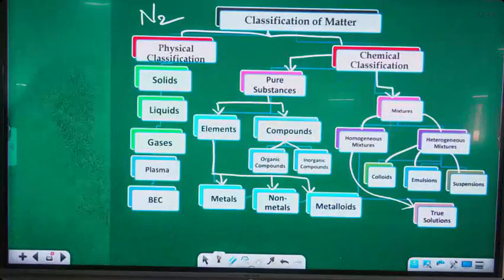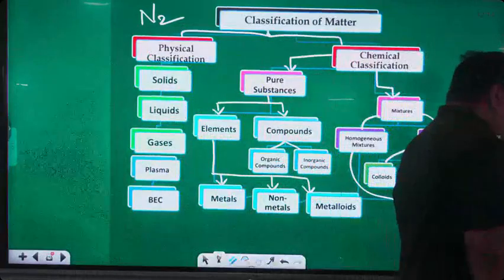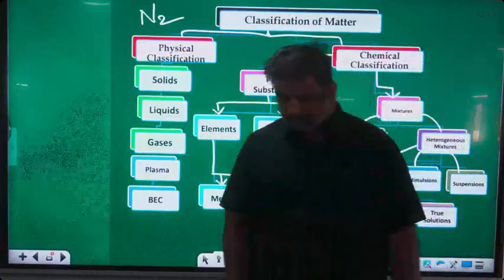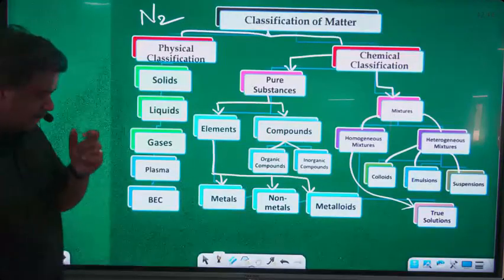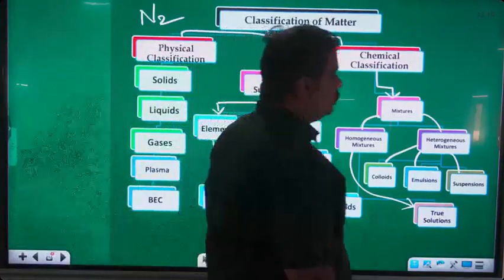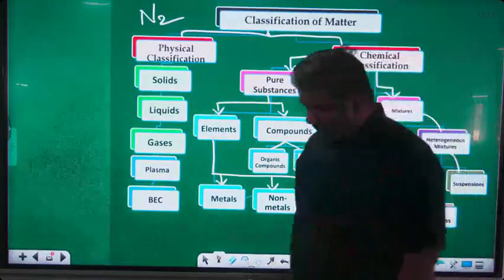The next one. A molecule is formed by the combination of two or more similar atoms. Write the word: similar. A molecule is formed by the combination of two or more similar atoms.